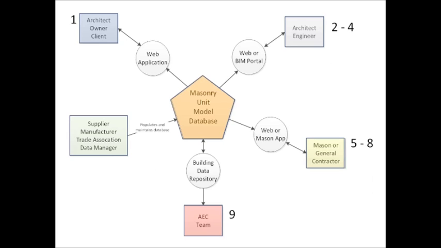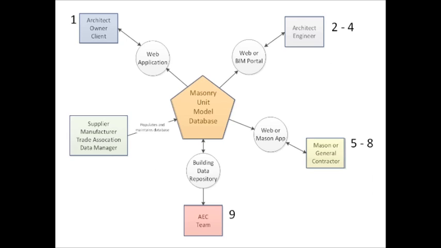Here you can see we start out with the owner looking for a project. There may be a web application that gets him some information into this Masonry Unit Model Database. So he may be looking at what kinds of products are available, whether it's a thin brick, thin veneer system, a cavity wall system, or a structural system. Then they have access to this Masonry Unit Database to find materials that match what they're trying to accomplish.